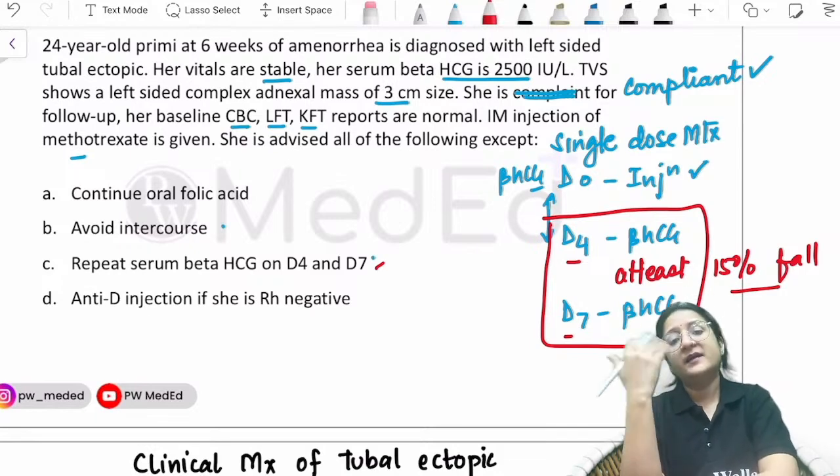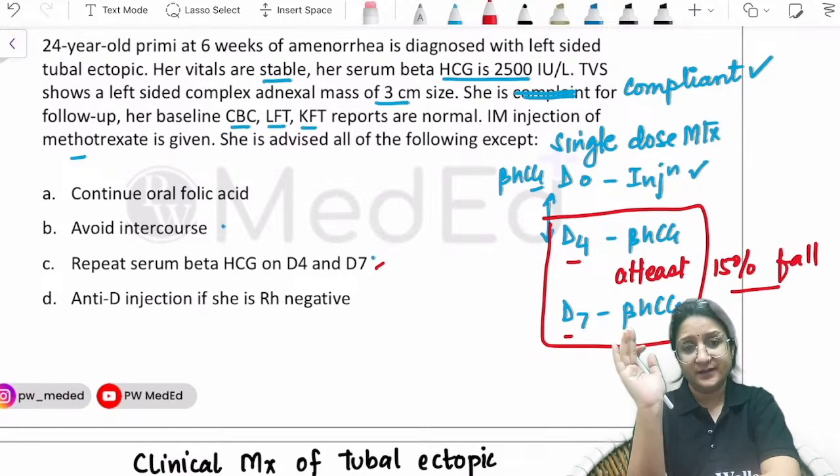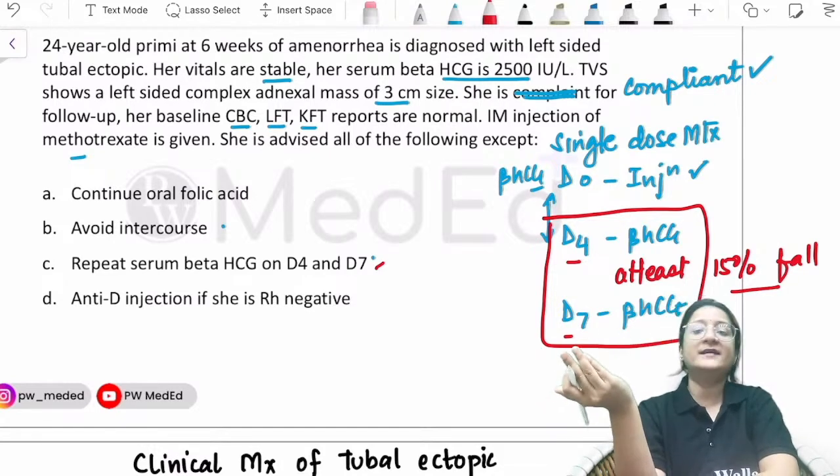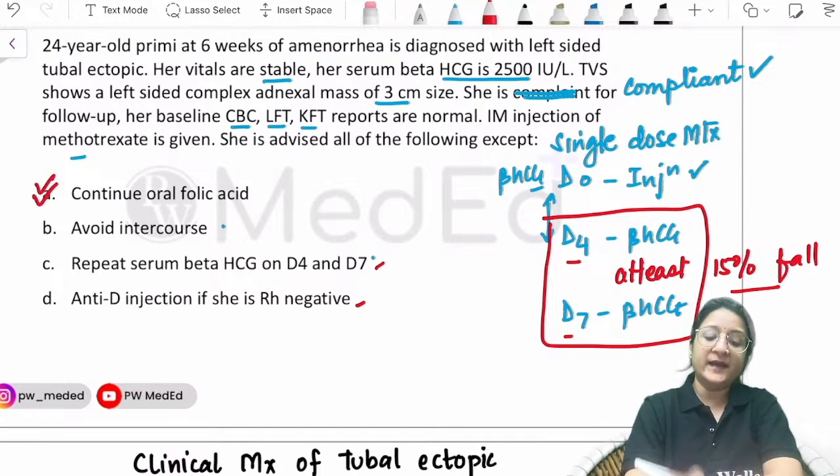Anti-D injection, if she is Rh negative, of course. If she is Rh negative, then you have to give anti-D injection in ectopic pregnancy, whether it is being medically managed or surgically managed. So this is also a true statement. Continue folic acid is not a true statement.